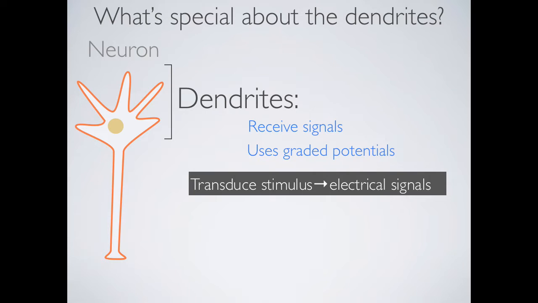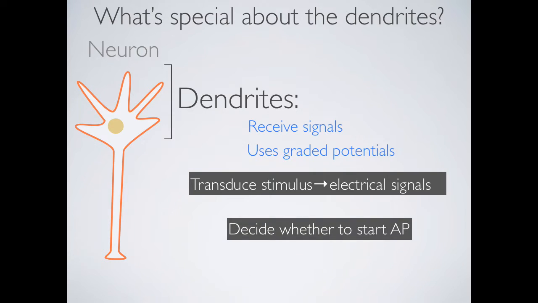Okay, so they are going to transduce stimulus via electrical signals, and they're finally going to decide whether or not to generate an action potential. It's really the junction between what we call the dendrites and the axon where this decision is made, sort of the intermediate zone between them. And because of that zone, this decision about whether or not an action potential is generated, we have the opportunity for a single cell to make decisions.